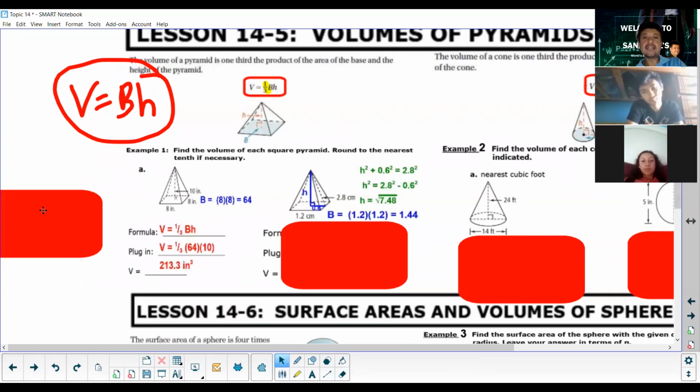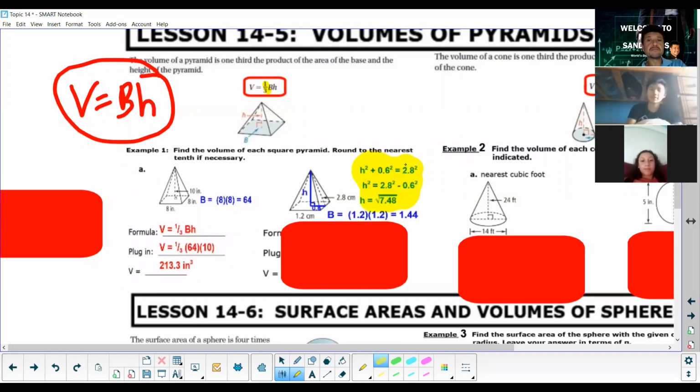So Celeste, lead us through the next one. How would you do the next one? So the base is 1.44. Good. And then the height is 2.8. Actually, the height is not 2.8. They gave you one thing that is different about this one, because does everybody see everything in green right here? Marcus, why did they do all this stuff in green?